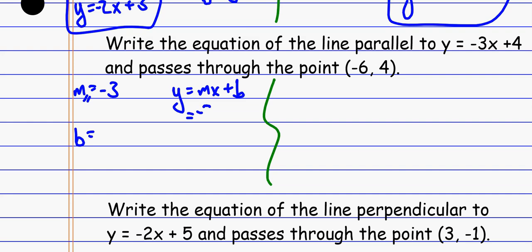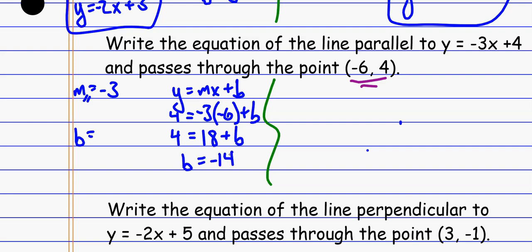I know m is -3. I just need to plug in an x and a y value. Well, looky here. There's an x and a y value I can plug in. So I plug the -6 in for x, and I plug the 4 in for y. And now I simplify. That's an 18. I subtract the 18 from each side, and I get -14. Okay? So that, once again, is my y-intercept. Now I write my equation, y equals mx plus b. So y equals -3x minus 14.